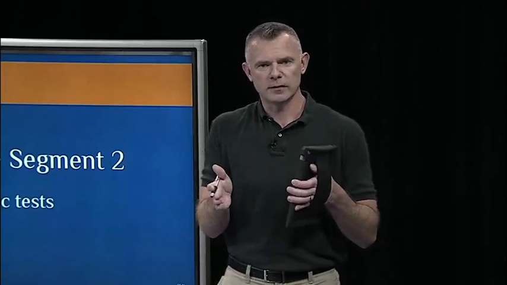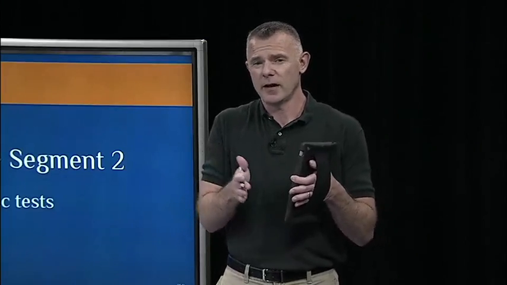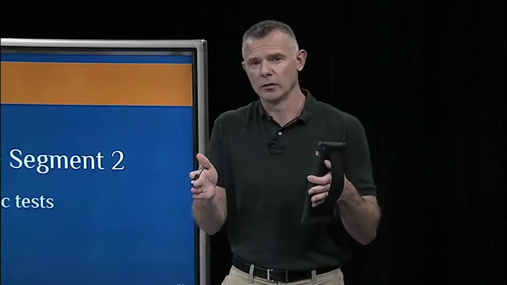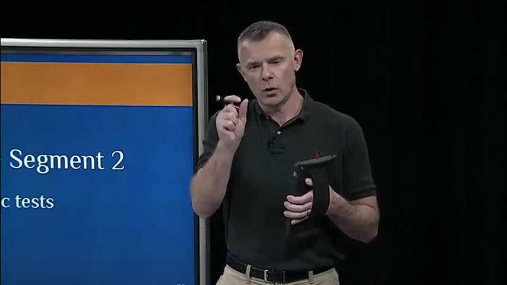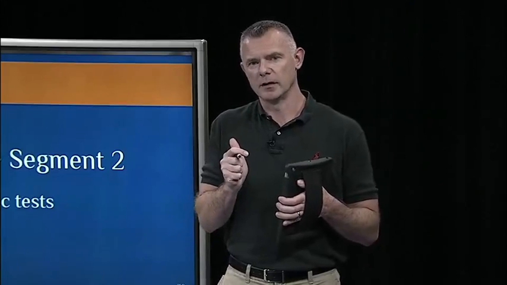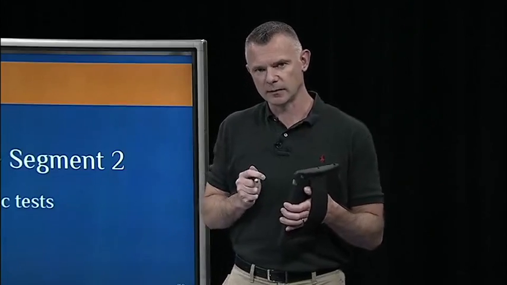Hi, welcome back. We're in Lecture 16, Segment 2, on analysis of variance. The topic in this segment is post-hoc tests. As I showed you in the first segment, we can get an F ratio which tells us if there's a significant effect somewhere across our groups, but it doesn't tell us which pairwise comparisons are significant. That's what post-hoc tests will do for us.